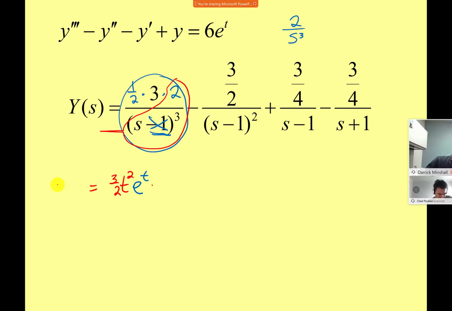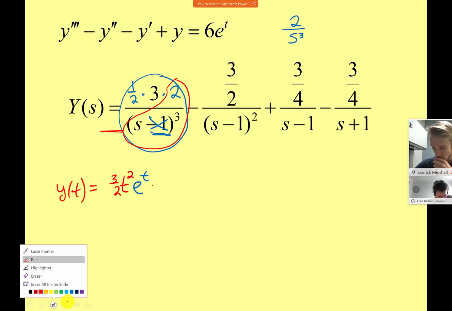Okay, does everybody see where we got that one back? The shift meant the exponential, and then I needed 2 over s cubed. That's the Laplace transform of t squared. So I put the 2 in. That came back as the t squared. So then I have the 3 halves.